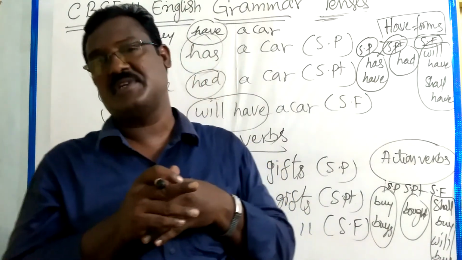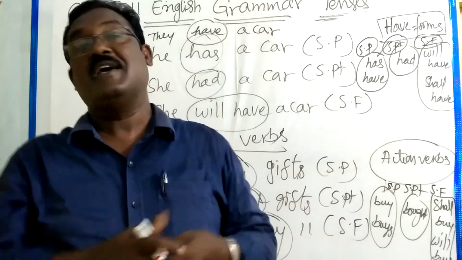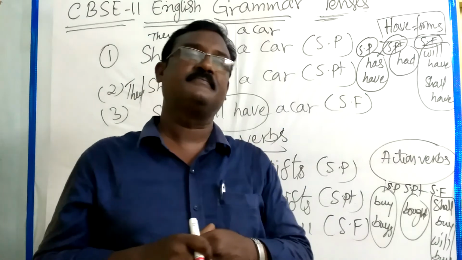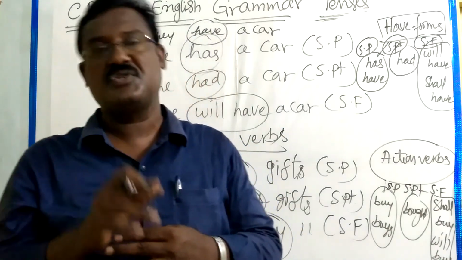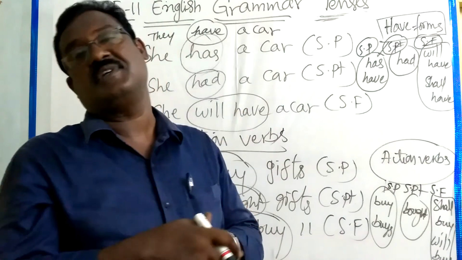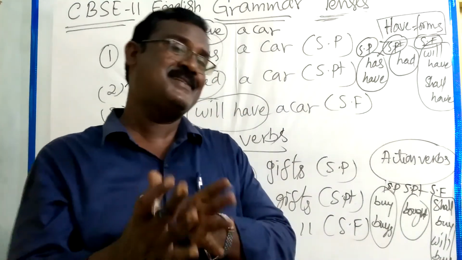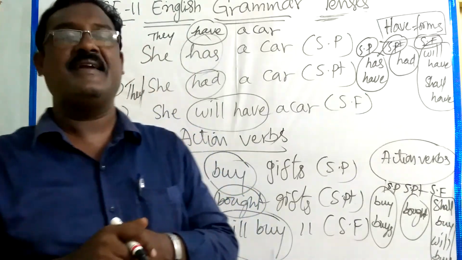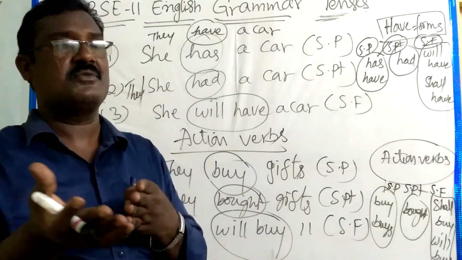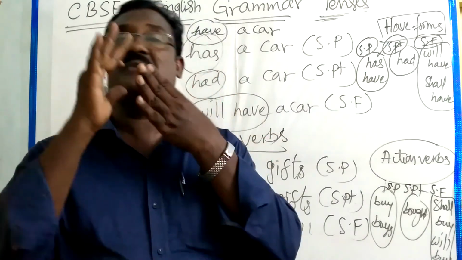Question, interrogative sentence: be forms we have to write before the subject. Is she a dancer? That is the question, the positive interrogative sentence. Negative interrogative sentence: isn't she a dancer? That is the negative. That means for every tense, if you take simple present tense, four types of sentences we can write.